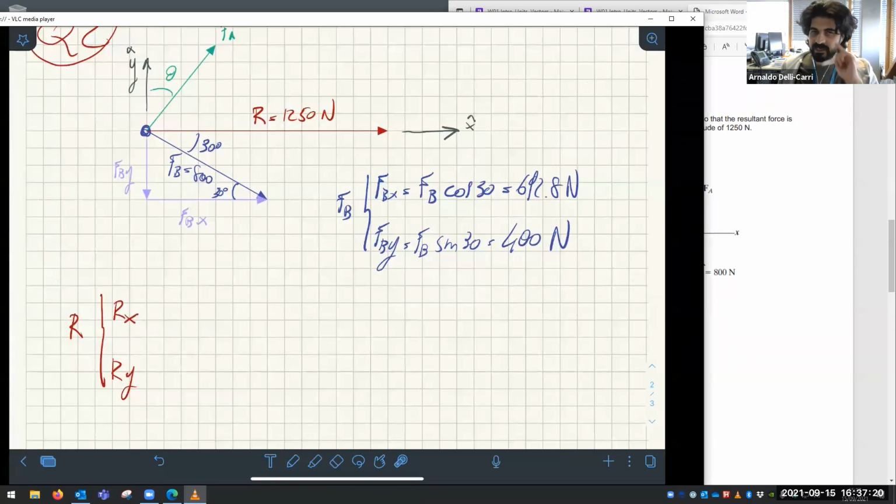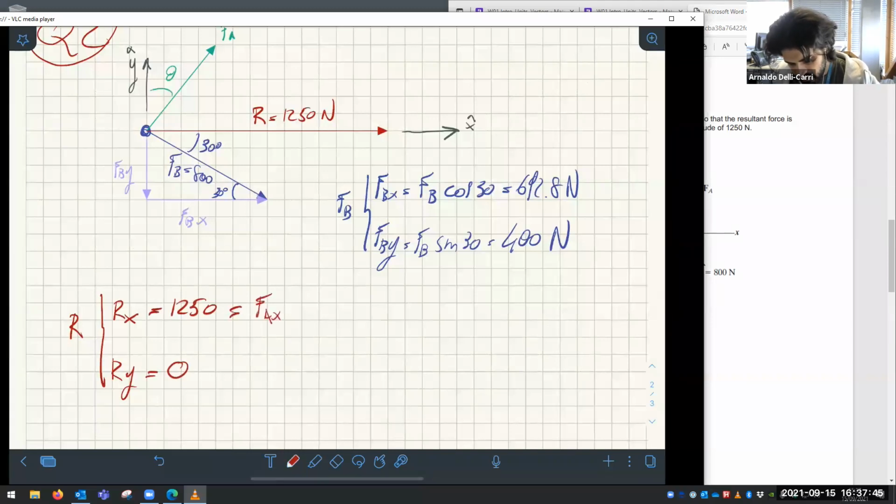And what's the vertical component of the resultant? Well, this is completely horizontal. So that means it's got no vertical components. In fact, the resultant only pulls rightward. It doesn't pull upward nor downward. So this is 1250 and this is 0. But we also know that this is also FAX plus FBX. And this is also FAY plus FBY.